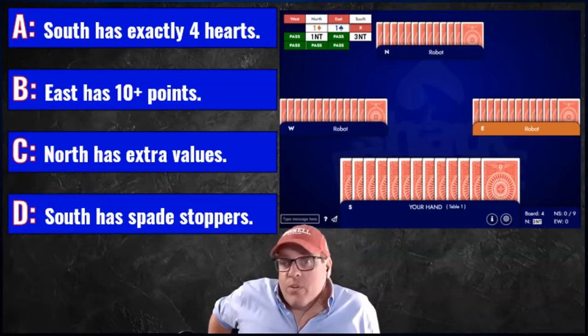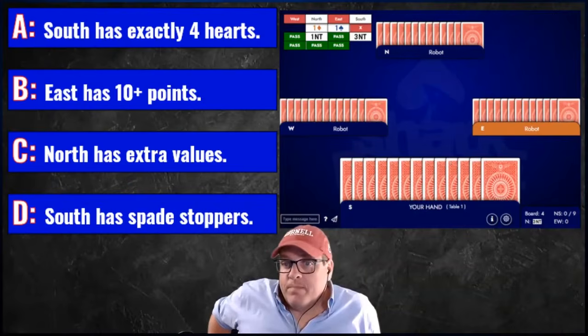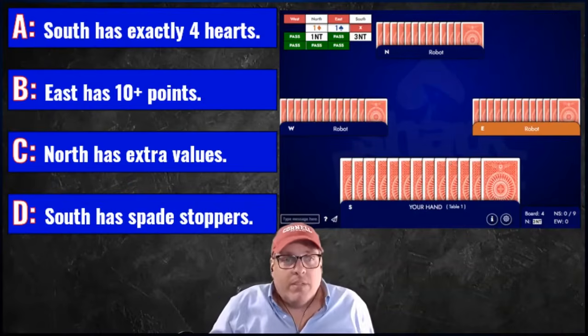So here are the truths and or lies. A, South has exactly 4 hearts. B, East has 10 plus points. C, North has extra values. Or D, South has spade stoppers. Truths, lies, which ones are which?